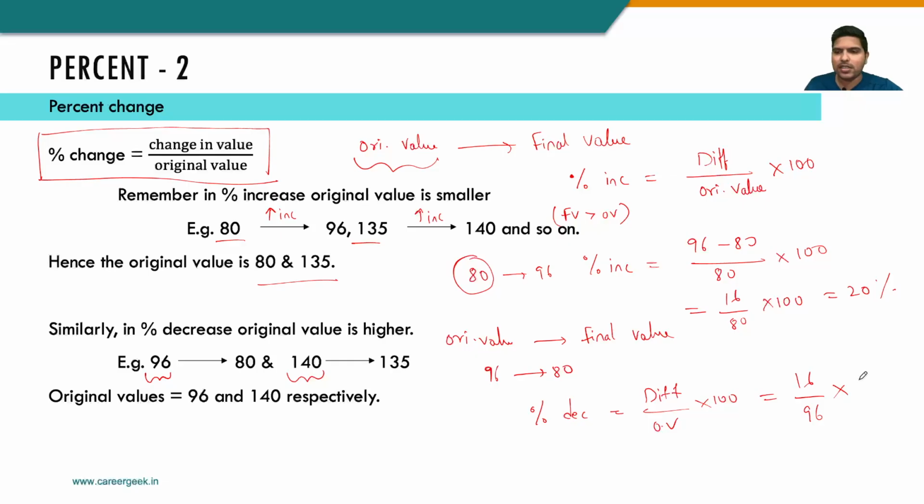See, a lot of students get confused, not able to understand what is the original value. It's very simple. Guys, if it is percent increase, the smaller value is original. If it is percent decrease, the higher value is the original. Doesn't matter what the answer is. So if you have this much clarity, you will never make any mistake in percentage change.